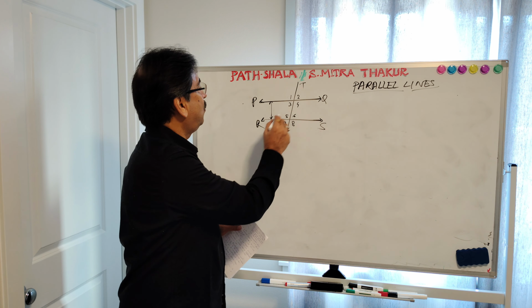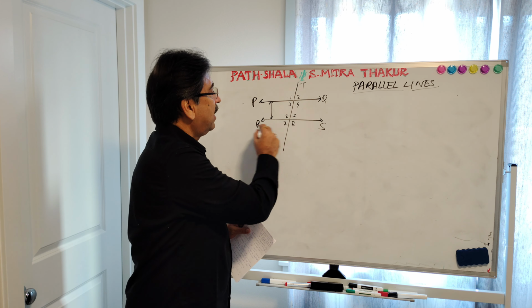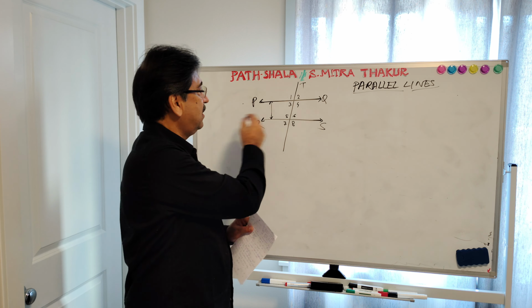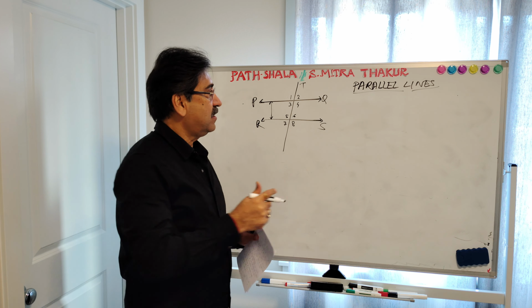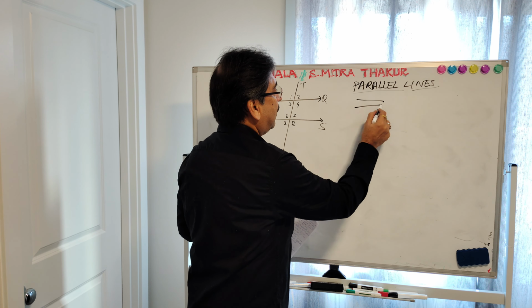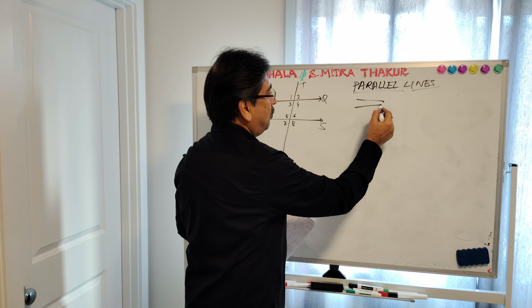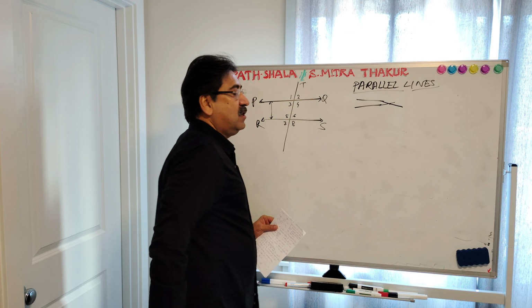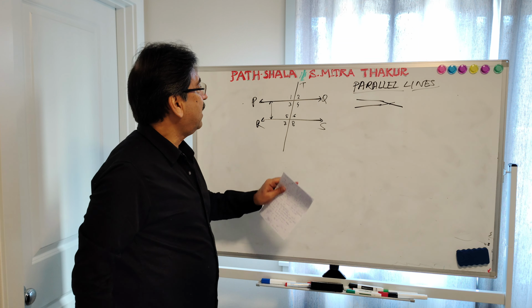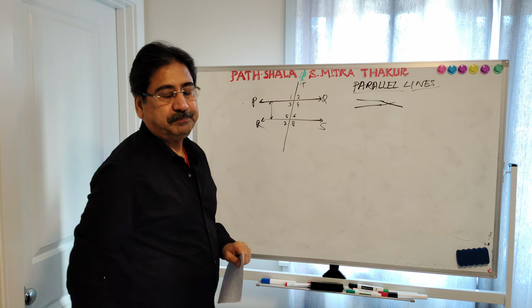Suppose here is line PQ and line RS. If you extend both of them on both sides, they will never meet. Then they are parallel lines. This other type of line is not parallel, because if you extend this line, it will cut here. So this is not a parallel line. This will be a parallel line, and this is the transversal.